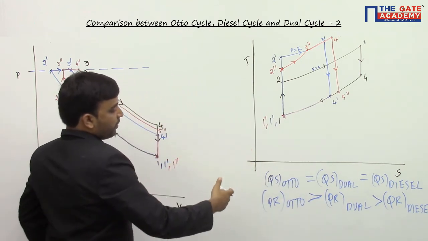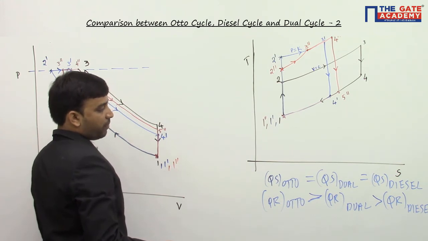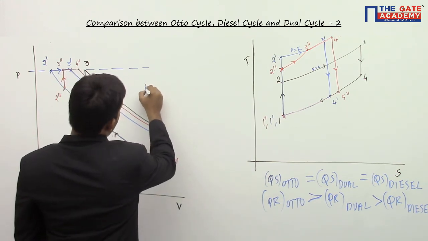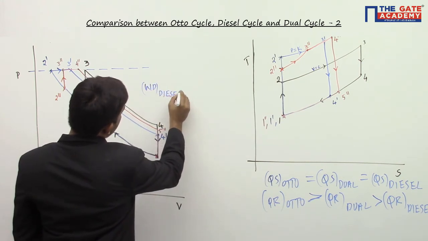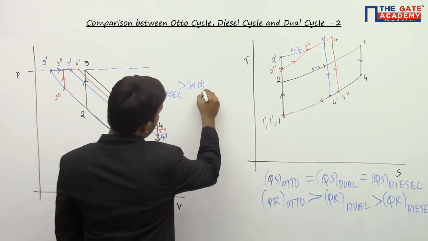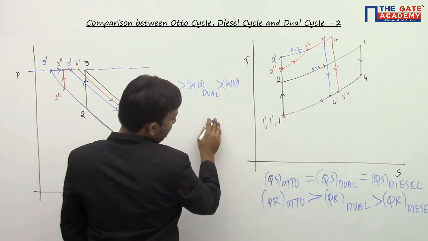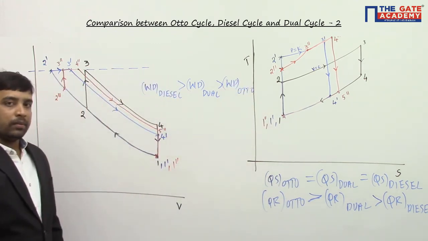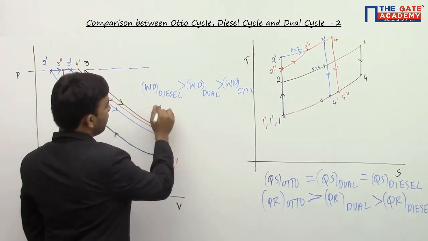Heat supplied is the same in all the cycles. So in whichever cycle less heat rejection happens, that cycle will give maximum work done. I can say like this: work done in the diesel cycle is more than work done in the dual cycle, which is more than work done in the Otto cycle. So for the same heat input, work done is more in the diesel cycle.